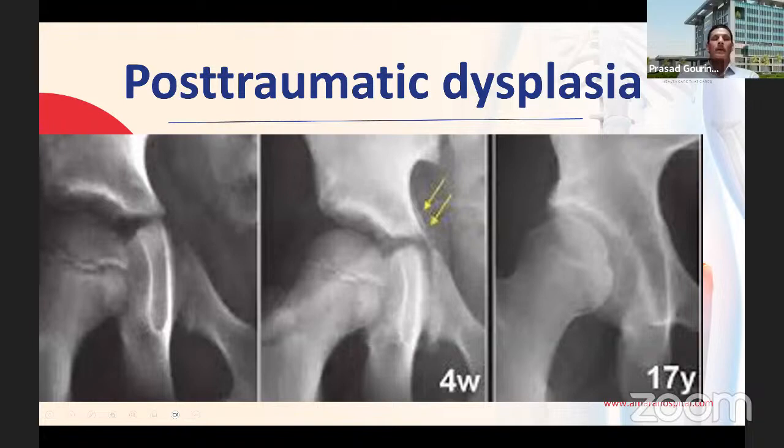An example of a false crossover sign, where the anterior wall is fully developed and the posterior wall is going straight up and deficient. But this is false because the triradiate is still open, so the posterior wall is still not fully ossified.